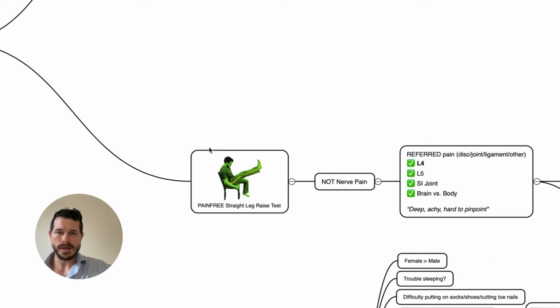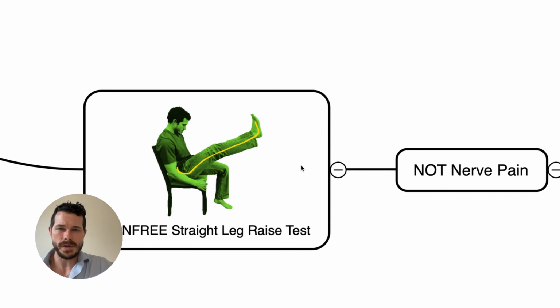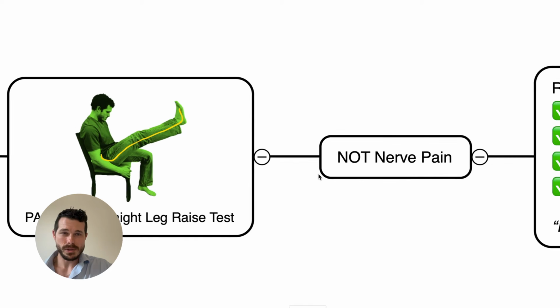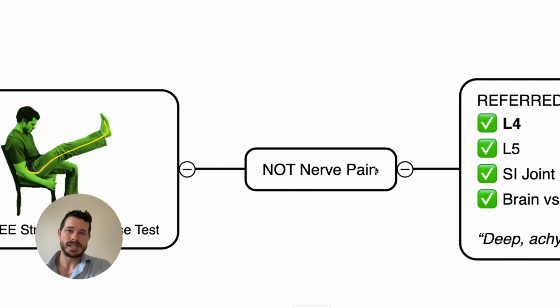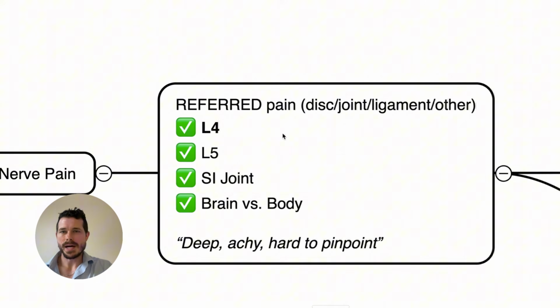I promised I would talk about what if the leg raise test was pain-free. We mentioned earlier that the test is really darn good. So it's not nerve pain. You don't have sciatic-like symptoms in the front of the thigh. You don't have nerve symptoms at all. You more likely than not have what we call referred pain from a structure other than the nerve. So this could be the joint, the discs, ligaments, things like that.